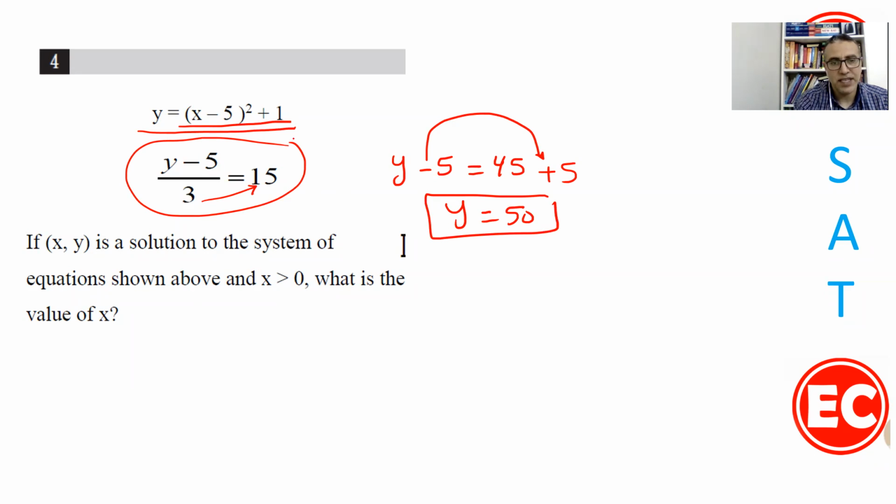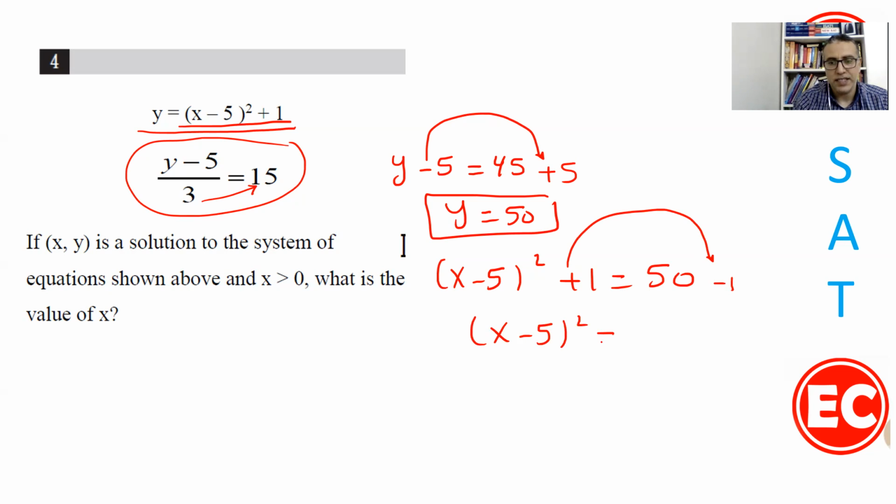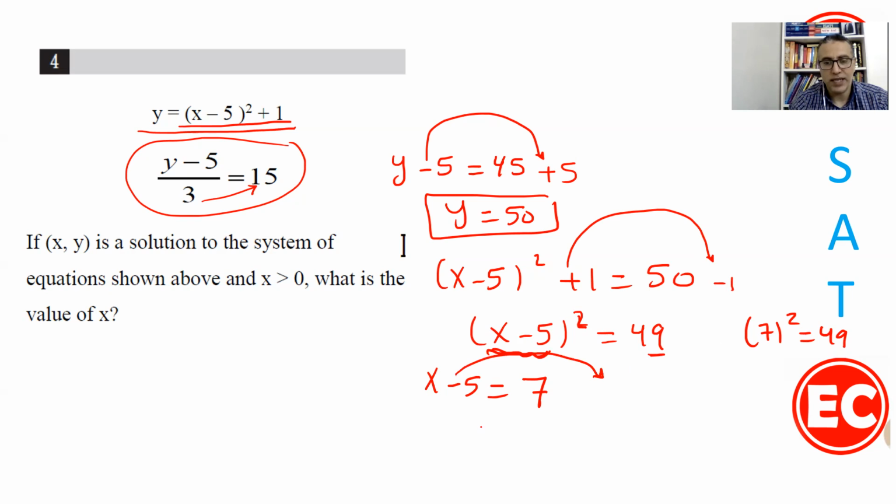Now I can say that in this equation, x minus 5 squared plus 1 is equal to 50. First, I will move the positive to the other side as negative. So x minus 5 squared is equal to 49. All I have to do is think of a number whose square is equal to 49. And for sure, this number is 7. So what's inside the bracket should be 7, as we know that 7 squared is equal to 49. By moving -5 to the other side, x is equal to 12.